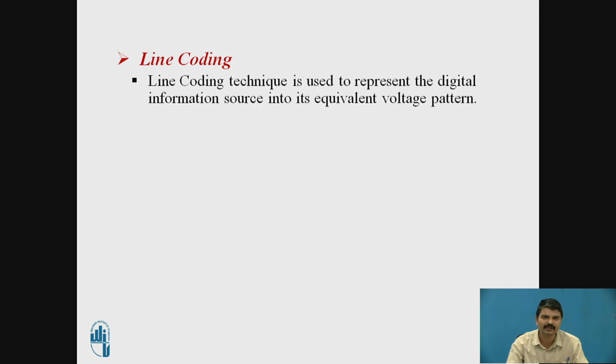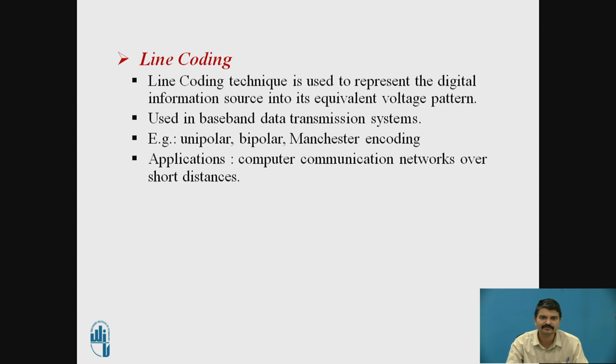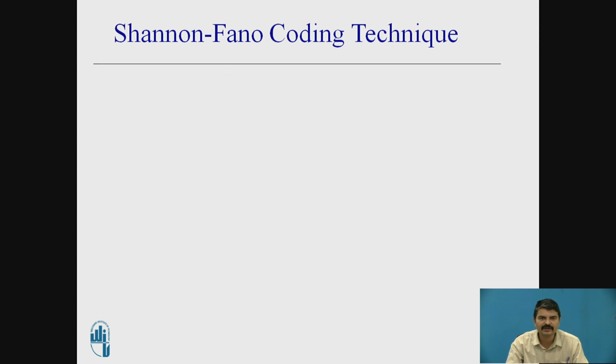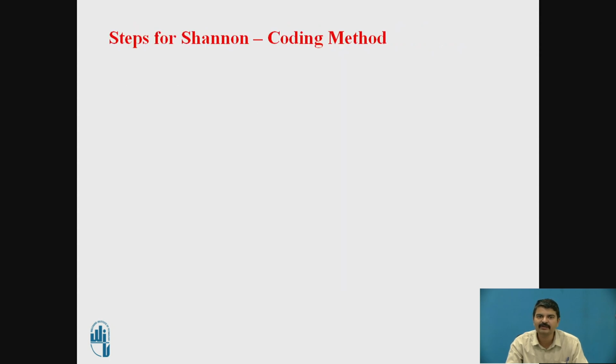The last one is line coding. Line coding technique is used to represent the digital information source into its equivalent voltage pattern. It is used for baseband data transmission systems. For example, unipolar coding, bipolar, Manchester encoding. What are its applications? It is used in computer communication networks over short distances. Now, as per our today's discussion, the Shannon Fano coding technique is what we are going to discuss in detail. This comes under the source coding method, which is constructionally reasonably efficient and a separable binary code.